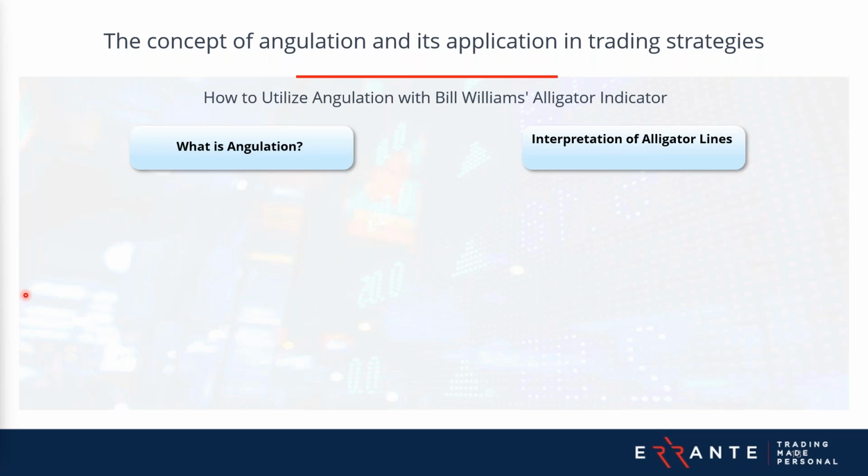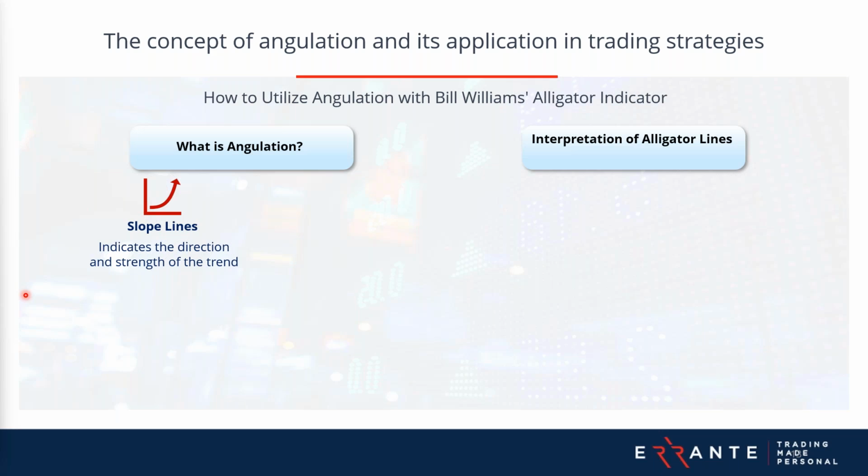The definition. Okay, angulation refers to the angle or the degree of separation between the alligator's three lines, the lips, teeth, and jaws. Specifically, it measures the divergence and convergence of these lines, indicating the strength and potential continuation of a trend. Here are the two ways that we can measure the angulation. First, slope lines. The slope of the lines in the alligator indicator, like lips, teeth, and jaw, indicates the direction and strength of the trend.